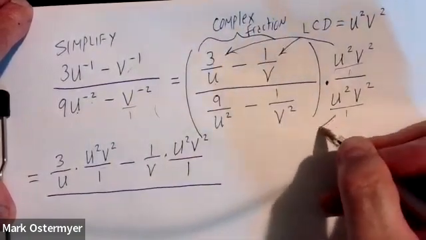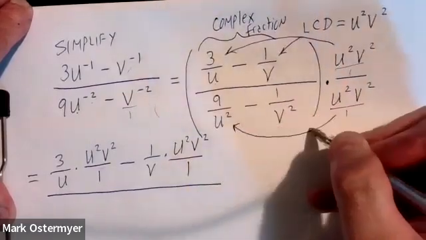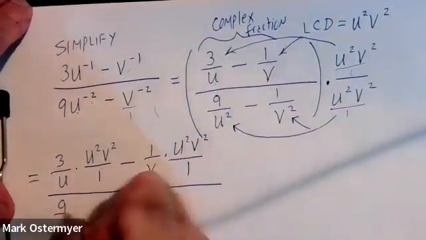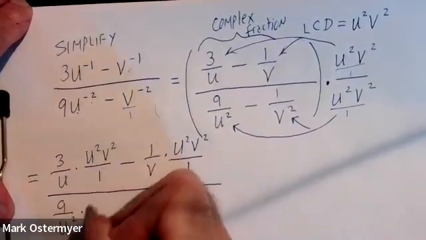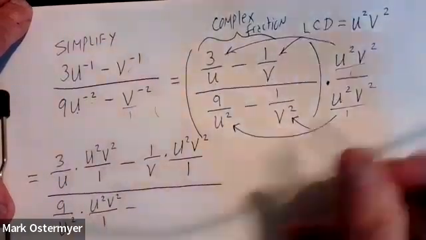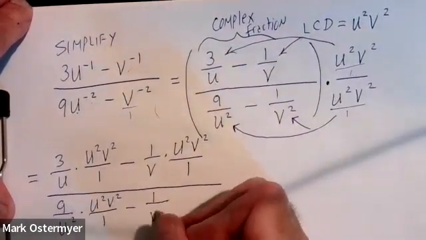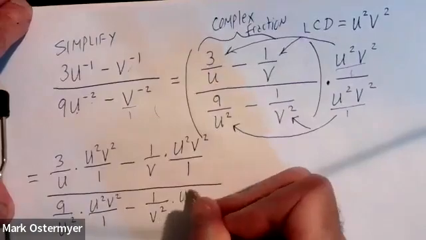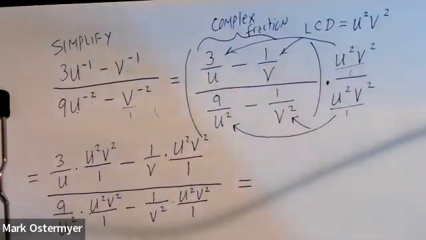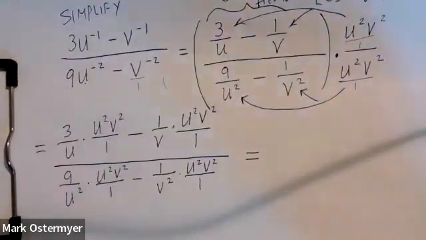So this u squared v squared is going to distribute into both of these terms in our denominator. So we're going to have 9 over u squared, and that's got to get multiplied by u squared v squared over 1. Minus 1 over v squared has to get multiplied by u squared v squared over 1. Now that we've done that, we can see through cross canceling how we're going to eliminate all of these fractions.